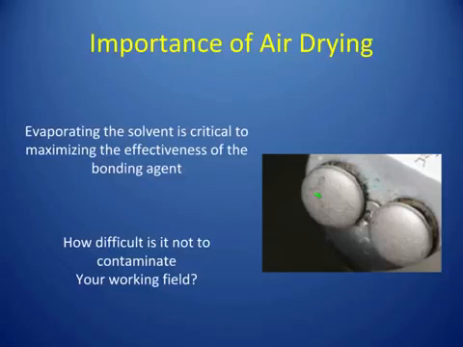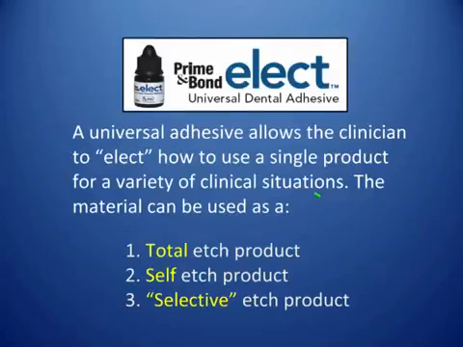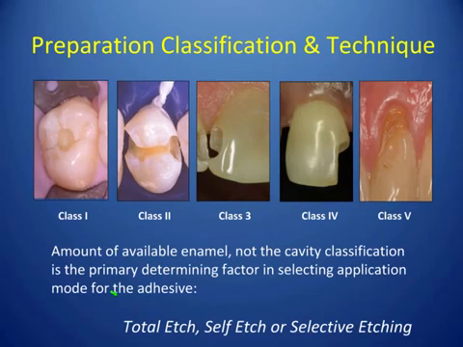So Prime and Bond Elect, we can use this material as a total etch product, as a self-etch product, and what I really believe is the most likely application is in selective etching, and that's really the idea that if we have enamel available, we want to etch it. When we look at clinical situations, it's difficult to say that we always want to apply a material in a self-etch or total etch mechanism because preparations vary so much. So we could have a very large cavernous class 1, which could be predominantly dentin, very little enamel available, in which case self-etching might be the best opportunity for us.